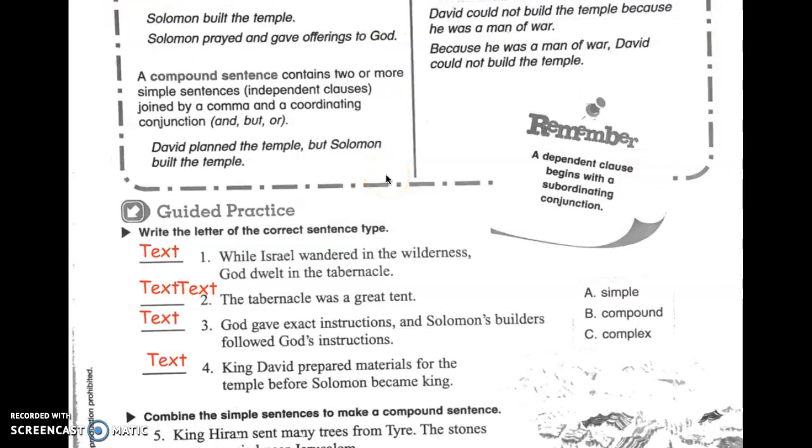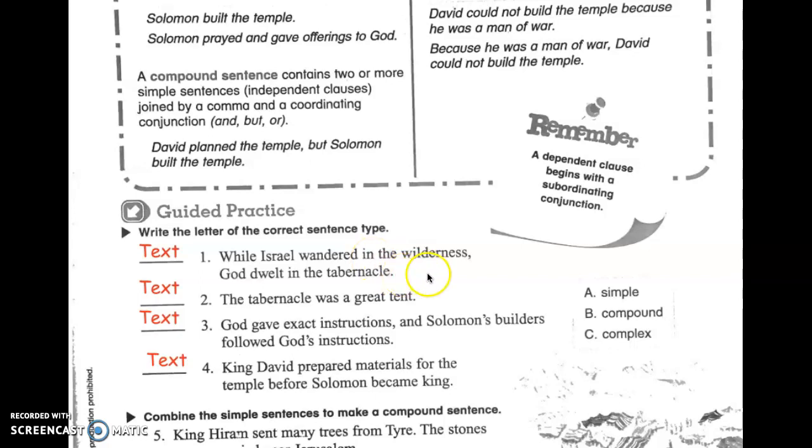Write the letter of the correct sentence type. So we have simple, compound, complex. Number 1: While Israel wandered in the wilderness, God dwelt in the tabernacle. My question for you is, is this a simple sentence? No, it is not.